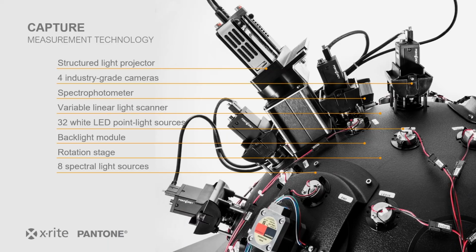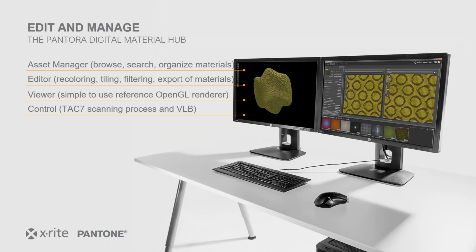Inside the TAC, which you don't get to see very often, are a number of cameras, 4 of them to be specific. 32 light sources, a projector for doing structured lighting. This enables us to get height maps and normal maps. We also have a variable linear light scanner, which can help us get really high quality gloss information. We also have a backlight module, which you don't see here. It allows us to get really good alpha maps, a rotation stage, and then a spectrophotometer for making sure that the colors are all consistent.